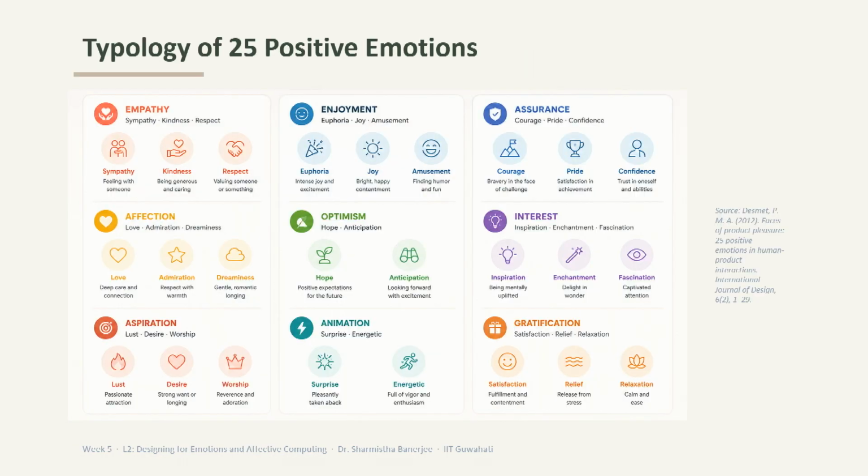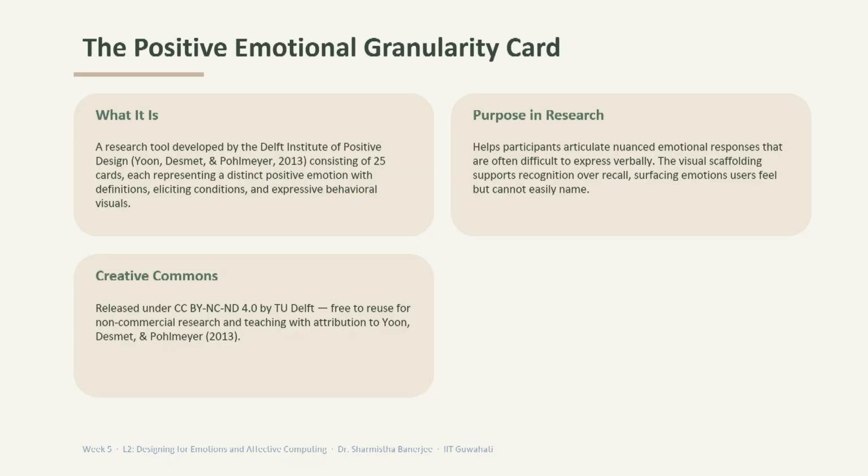So in our last lecture we were talking about this typology of 25 positive emotions. So let's take this further and see how we do our research now that we know the 6 sources of emotions and this 25 positive emotion typology. So we use this positive emotional granularity card for performing the user research as well as when I am trying to design something. So what are these positive emotional granularity cards?